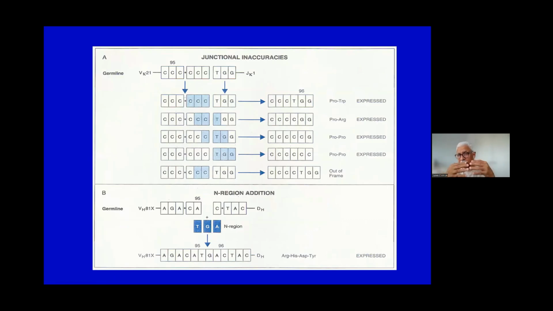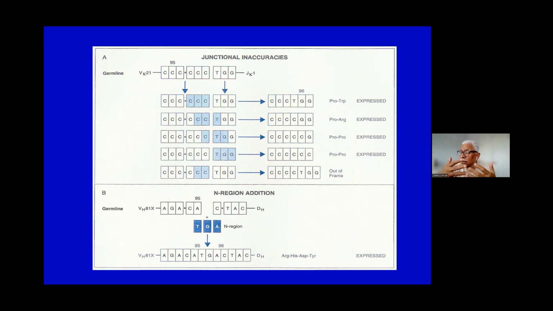Just prior to the joining, so they are cut now, right? Let's say the V5 and D2 are cut, and just prior to joining, there's this phenomenon called N-nucleotide additions, where because DNA repair is going on, nucleotides are added in between those two sequences to allow them to join more efficiently. Because the N-nucleotide addition is a random process, sometimes you'll get 3 nucleotides, sometimes you might get 5 nucleotides, sometimes you'll get 6 nucleotides, etc., right?